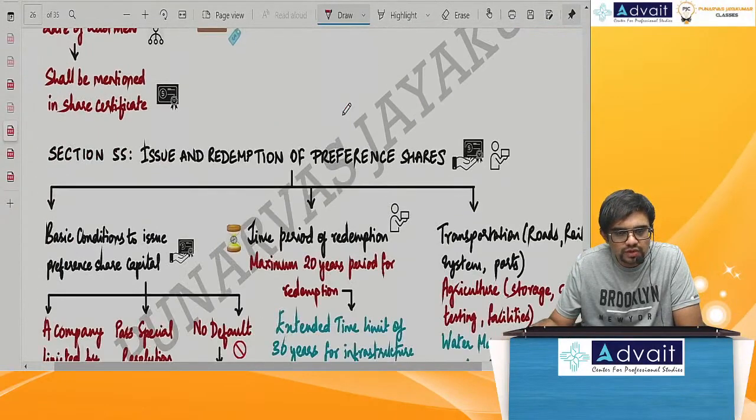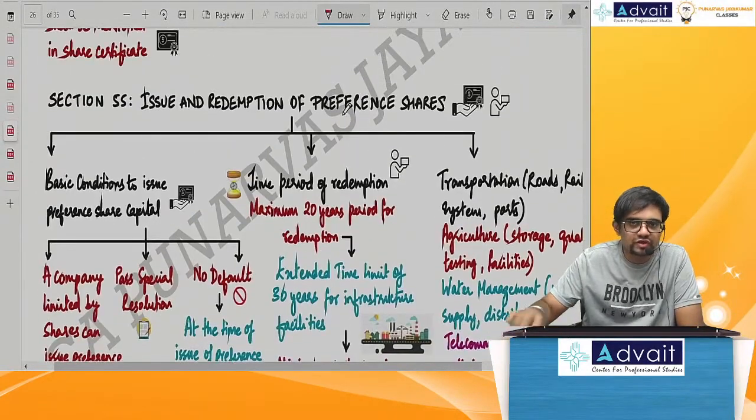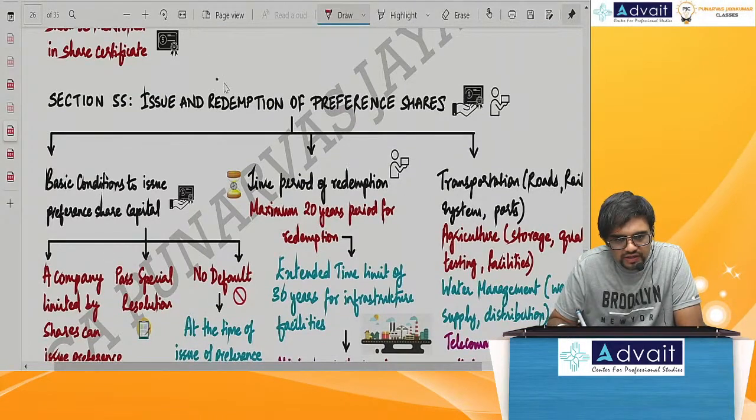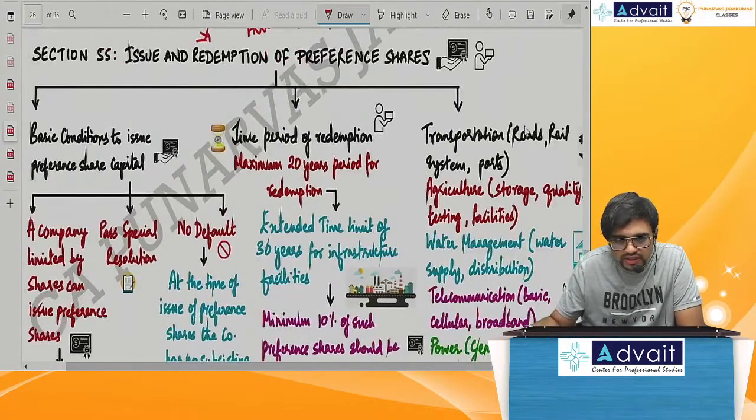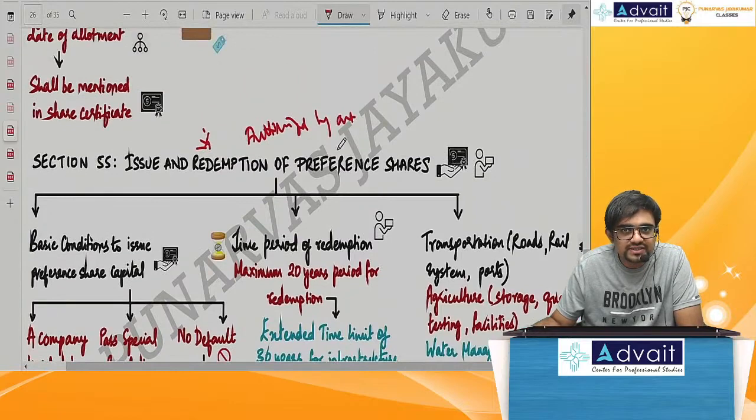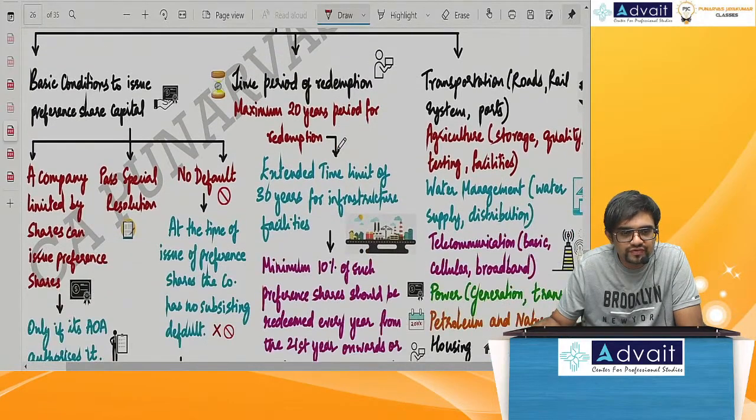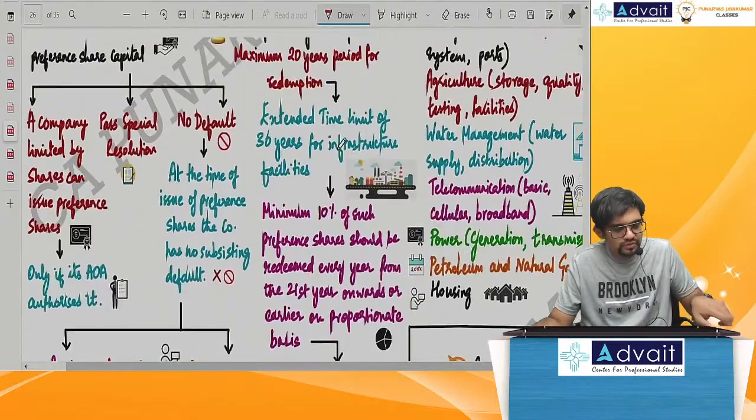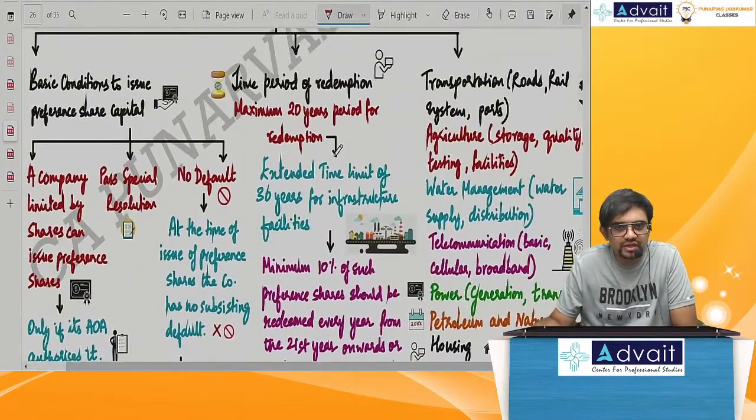Moving on, now we will do the concept of issue and redemption of preference shares. This is also a very, very important concept. One very interesting thing in issue and redemption of preference shares is that the entire redemption and issue, whatever it is, has to be authorized by the articles. If it is not authorized by the articles, meaning the articles are silent, then you can never issue preference shares.